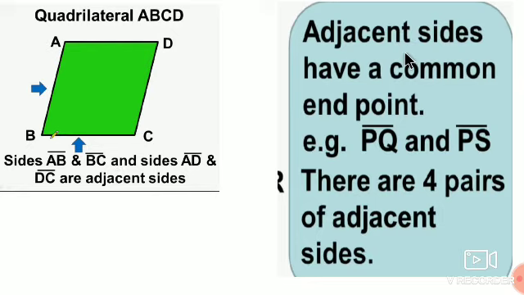So adjacent sides have a common end point, or you can consider it a vertex. And there are four pairs of adjacent sides. Okay, first one, side AB and side BC. Second, side BC and side CD. Third, side CD and side DA. And last one, side DA and side AB. These are the four pairs of adjacent sides.